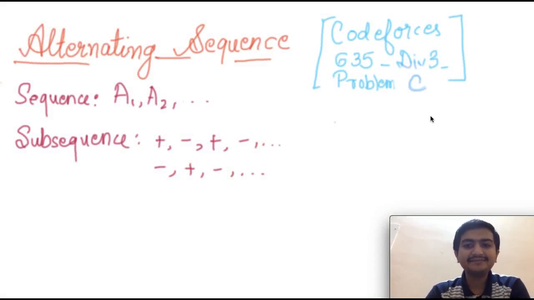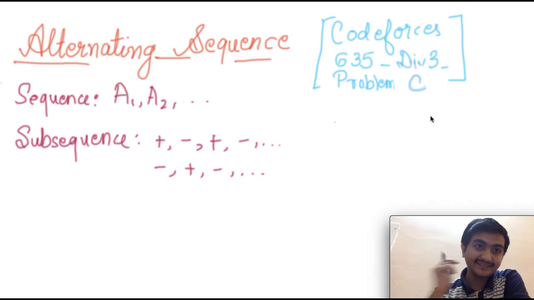Hello everyone, I am Divyanshu Kumar and today I will be discussing problem C of Codeforces Round 635. This was a division 3 contest. Now this is again an easy question as well. So the question was of alternating sequence.